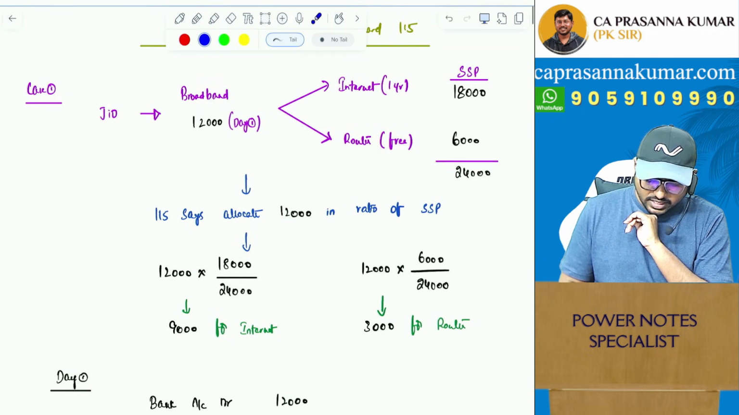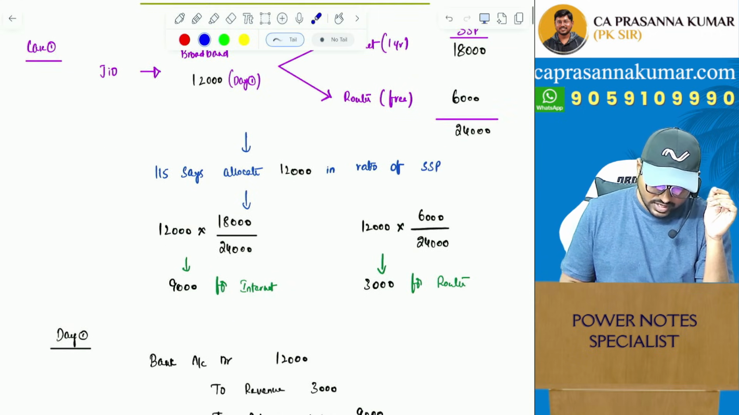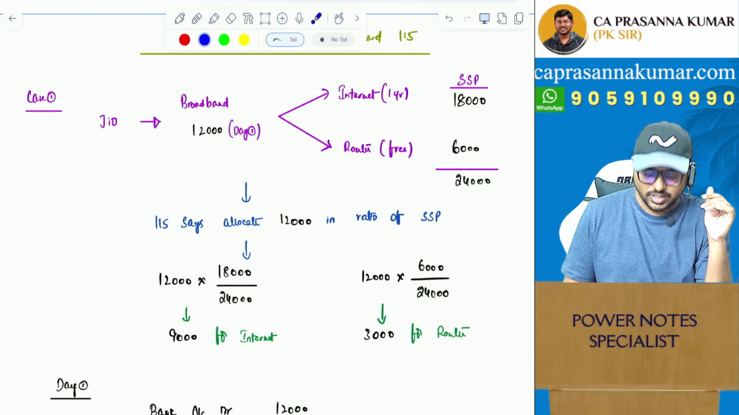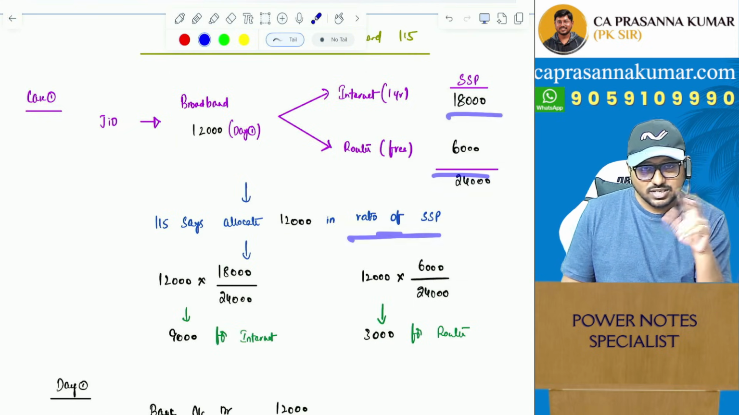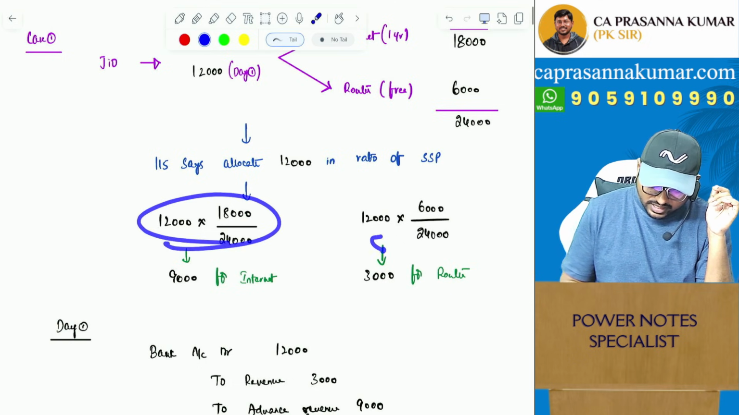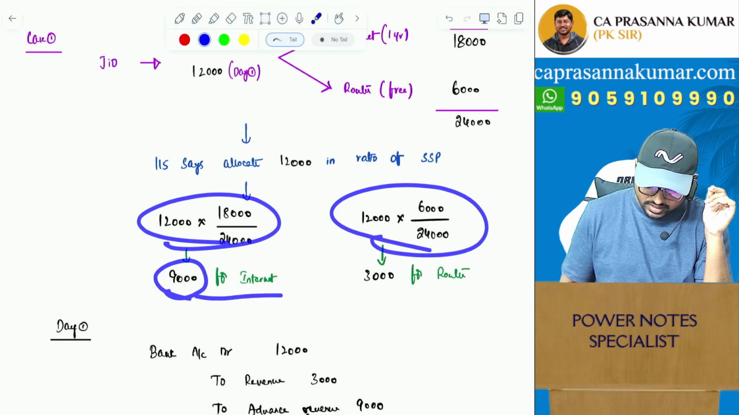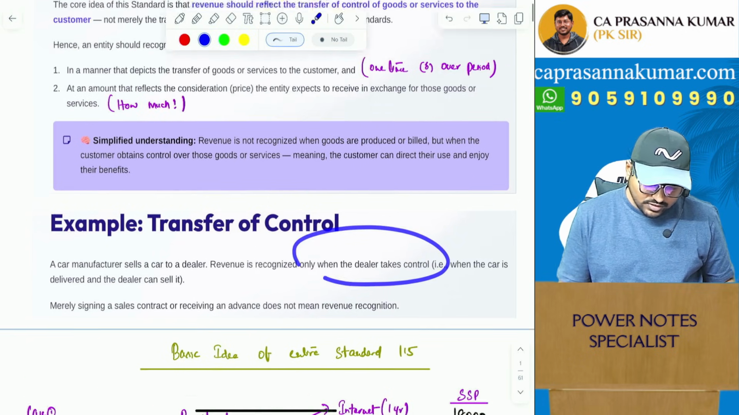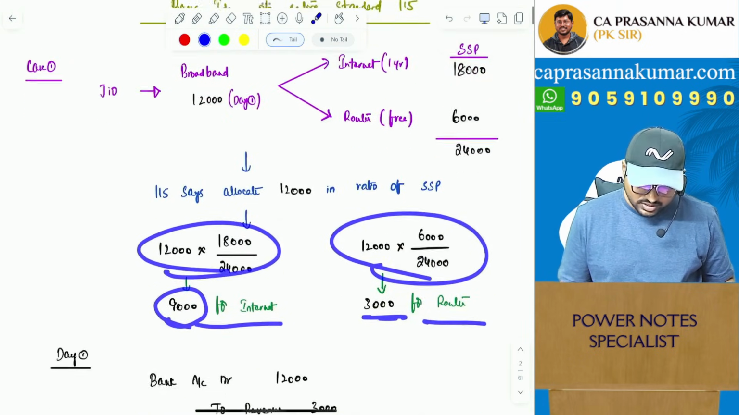You got the point? In that case, what Ind AS says is that you do one thing. Allocate this 12,000 which you have received from the customer in the ratio of standalone selling price, that is, individual selling price. If you allocate that in the ratio, you get 9,000 for internet, 3,000 for router. Now apply the logic which I have told you. Transfer of control. You guys remember that we have discussed transfer of control.